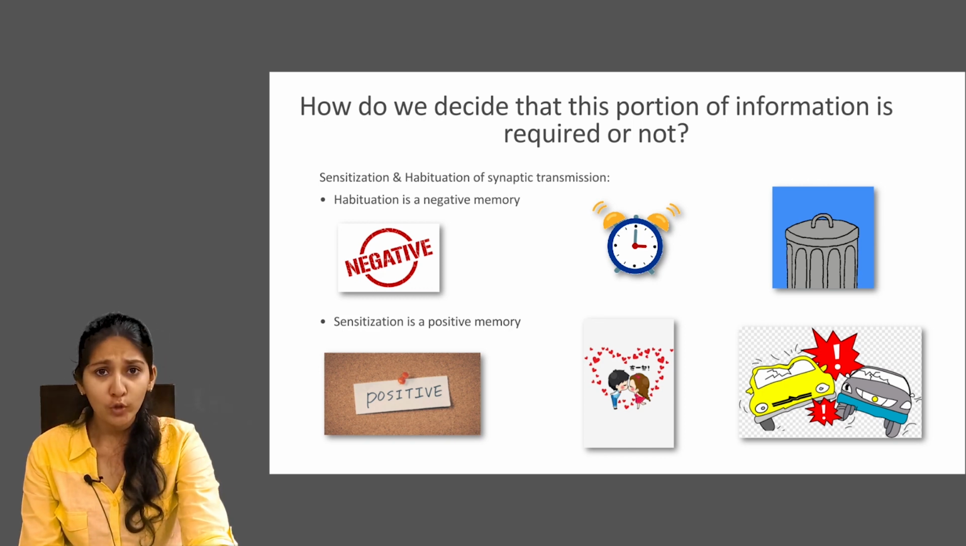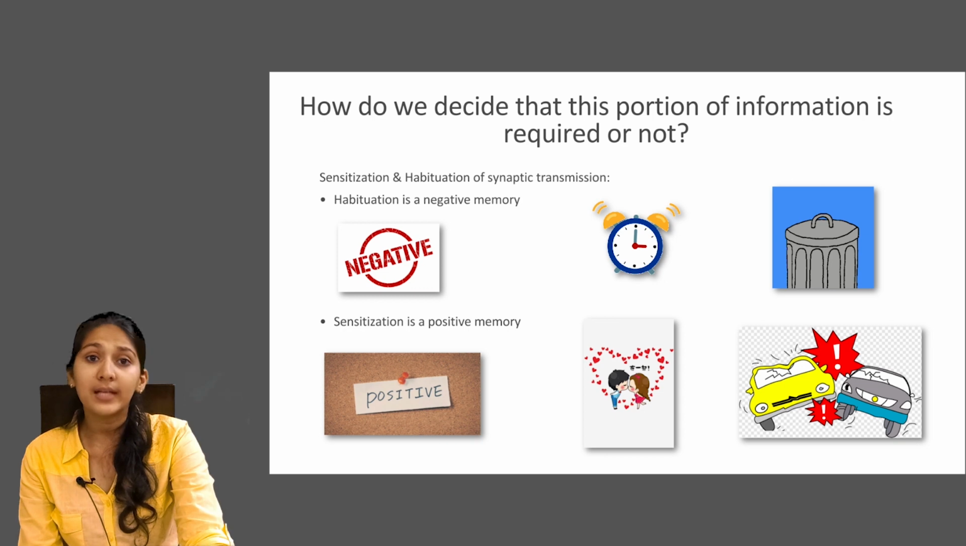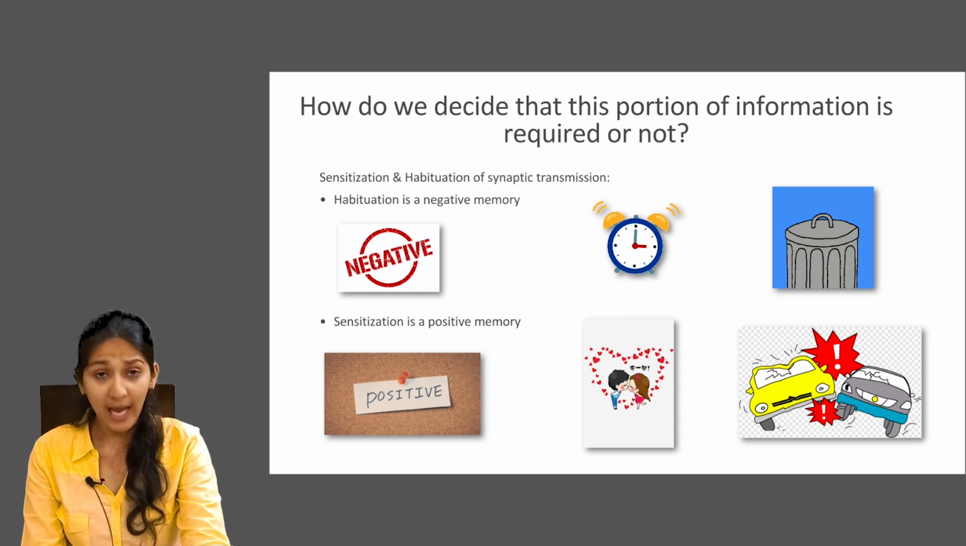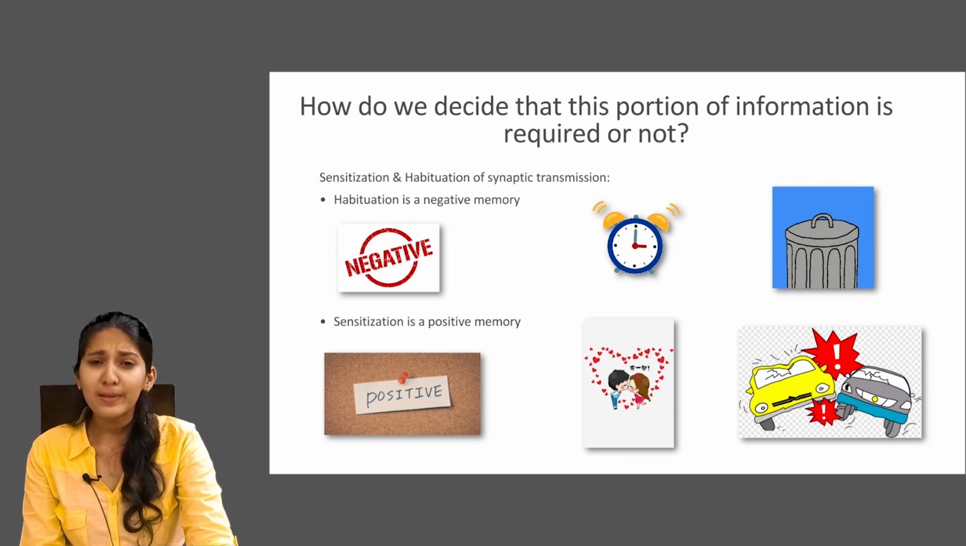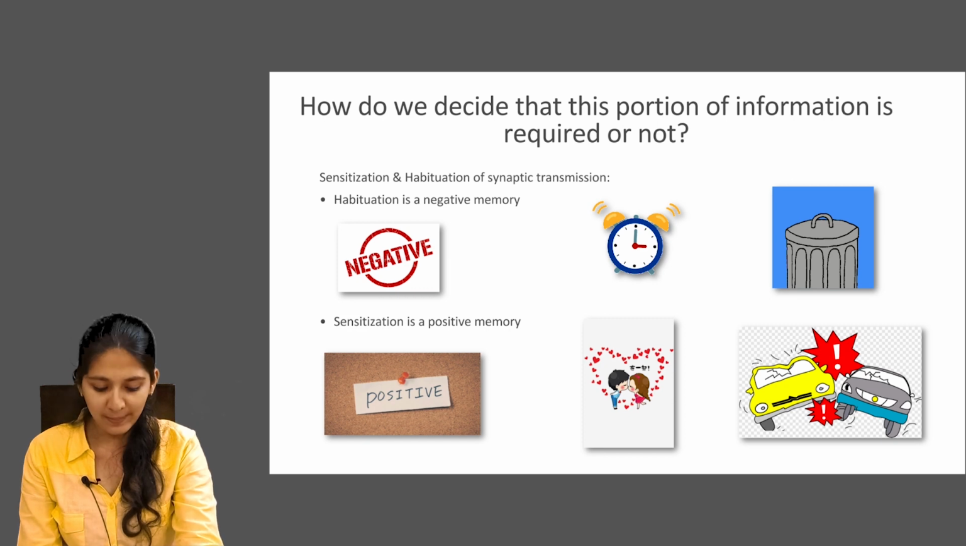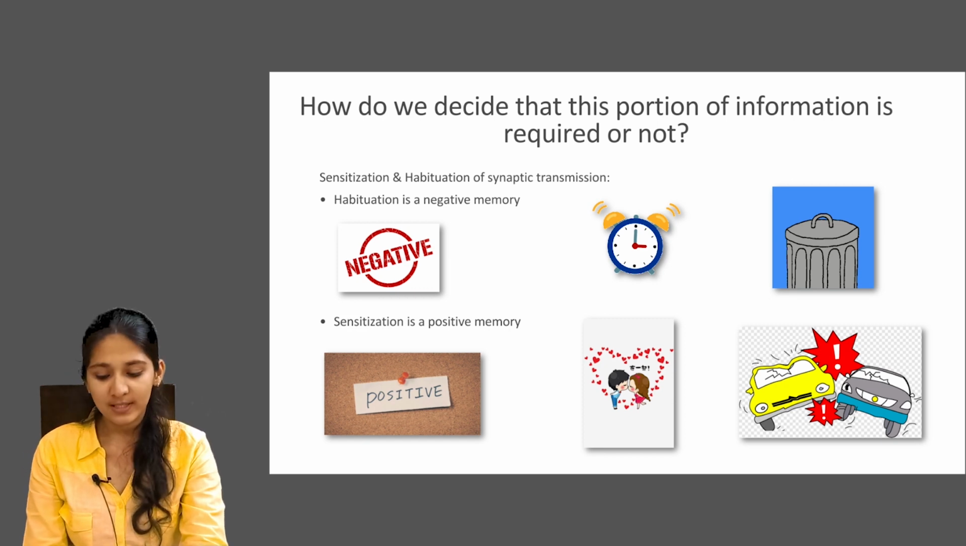Any kind of thought which gives you pleasure, for example, a date with your loved one, or a thought which gives you pain, for example, your accident, will be very well stored in the brain. That is, the brain will be sensitized to this kind of memory, and therefore it is considered a positive kind of memory.